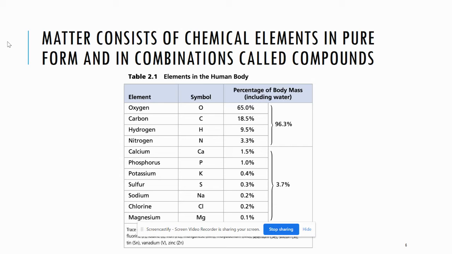This is a breakdown of the human body and the percentage of each element that is there. So we're all mostly oxygen, and then followed by carbon and so on. The bottom part, that 3.7%, those would be the trace elements that we need, but not a lot of.